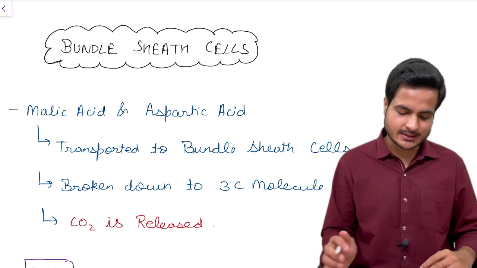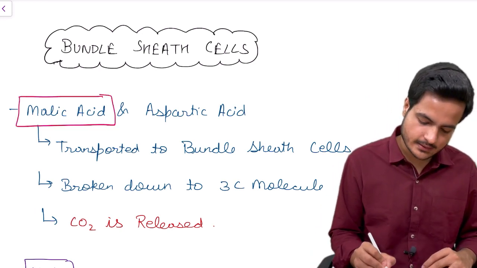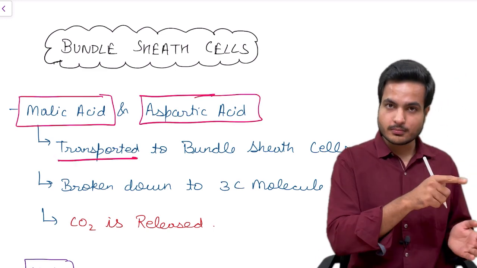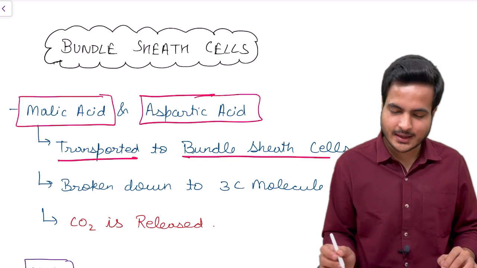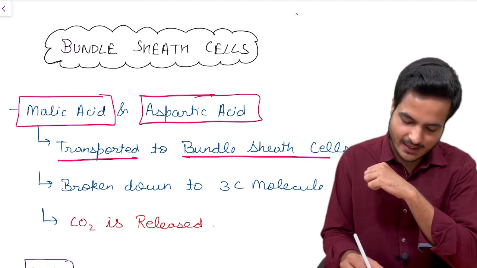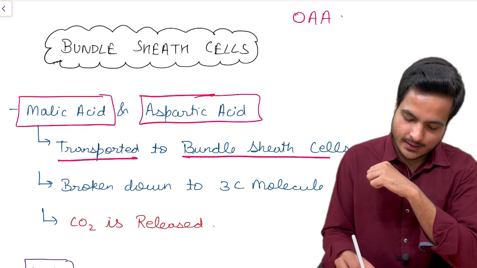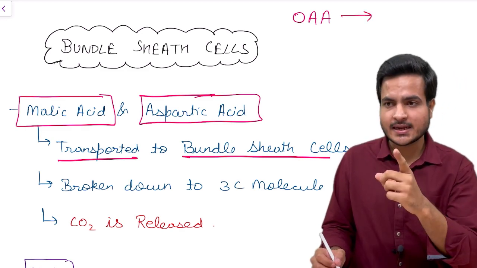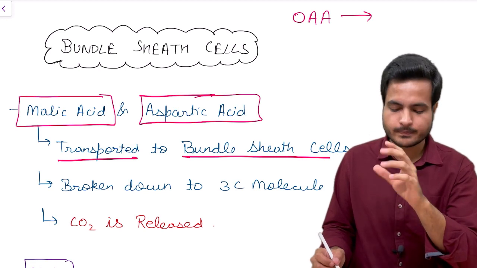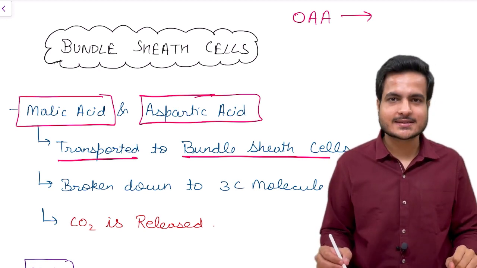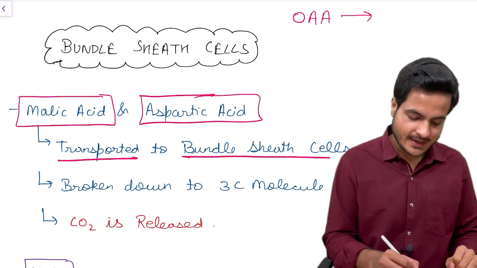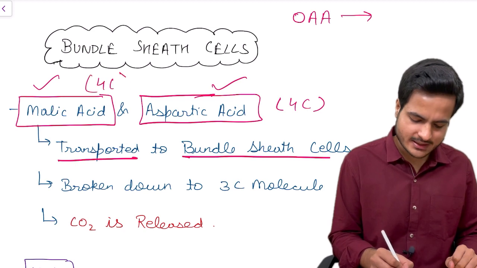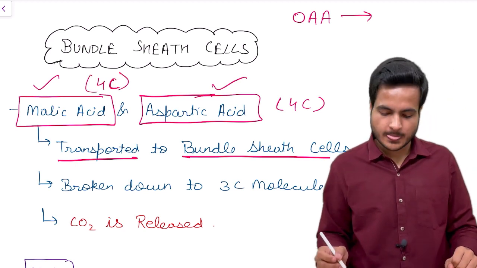Inside bundle sheath cells, the friends of oxaloacetic acid, malic acid and aspartic acid, will be transported from mesophyll cells to the bundle sheath cells. Actually, why is oxaloacetic acid an enemy of bundle sheath cells? Bundle sheath cells say, oxaloacetic acid, dare not come to me. So oxaloacetic acid sends its friends malic acid and aspartic acid, which also have 4 carbons each, to the bundle sheath cells for a compromise.